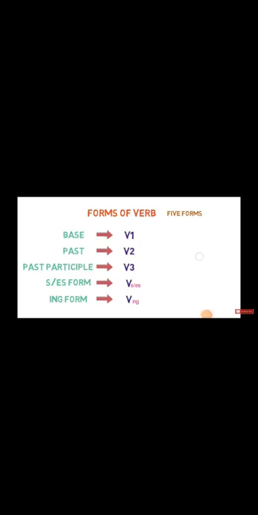But before starting the tenses, you should know the forms of verb. First form of the verb, second form of the verb, third form of the verb. First form is the base form, second form is the past form, third is the past participle form, S/ES form, and ING form of the verb. As I told you, the form of verb will tell you when the action has been done. So it is very important to know the different forms of the verb, and when to use these forms in the respective tenses individually.